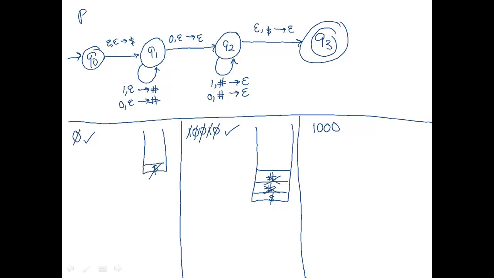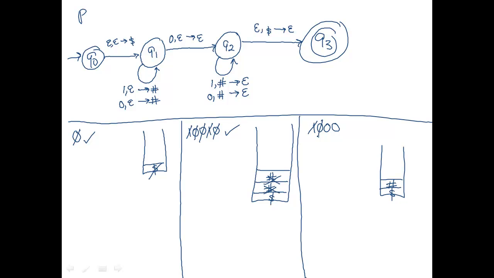Let's try this one. Okay, so here's my stack. Start off the machine, put a $ sign on my stack. I'm in Q1, I'm going to read a 1, and I'm going to put a pound symbol. Okay, let's say that the machine guesses now that this 0 is the middle of the string. So I would take the transition from Q1 to Q2.